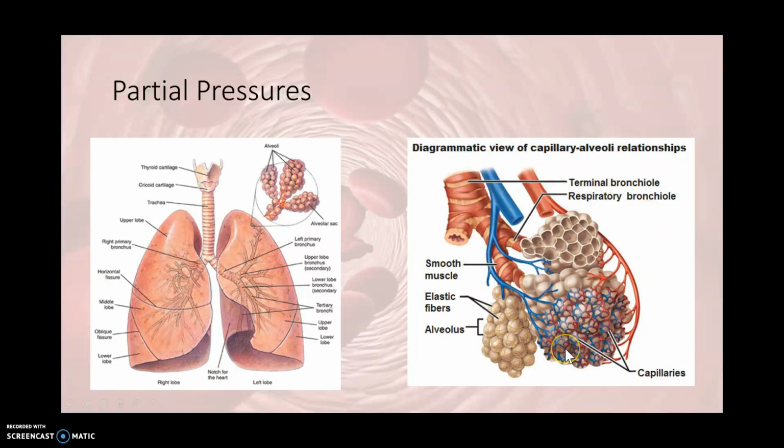This is where gas exchange is going to occur. So we have our terminal bronchiole and then our respiratory bronchiole, which leads right into our alveolar sacs, and then we have our alveolar ducts, and then we have our individual alveoli. So we have these little balls right here. This is an alveolus, right?